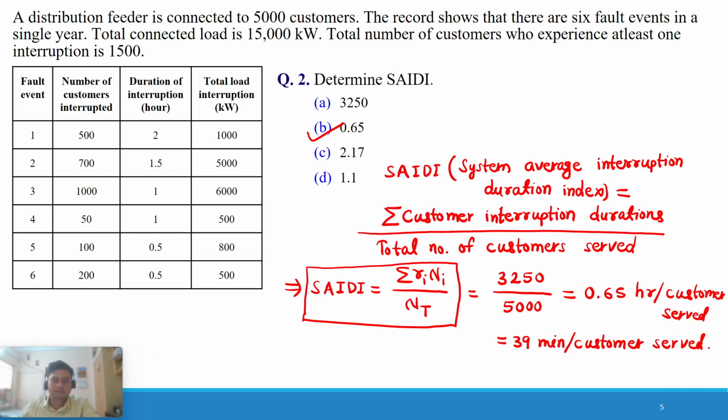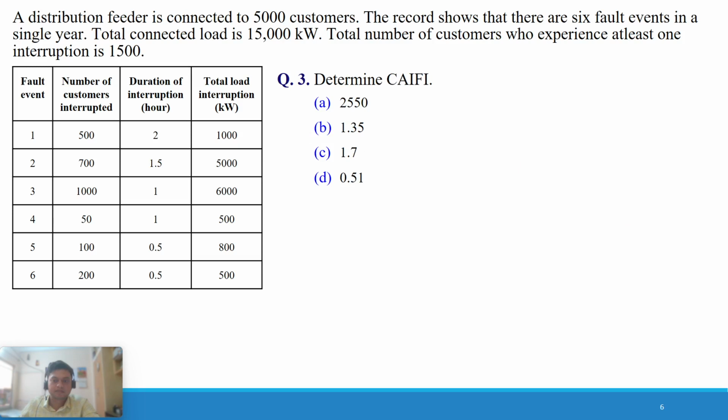Now let us see the next problem. Next problem, we have to calculate CAIFI. CAIFI is customer average interruption frequency index. So let us first write the definition of CAIFI, customer average interruption frequency index.